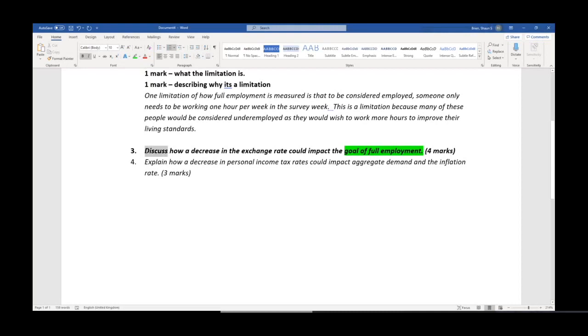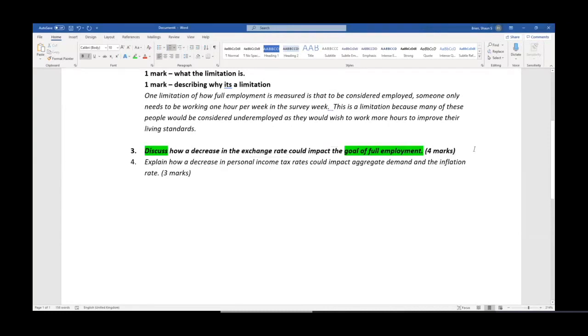With discuss here, that means we're going to have to talk about two potential effects. Whenever you get a discuss question, it's usually positives and negatives, but sometimes in economics it can actually be multiple effects that are occurring. And then when you are talking about those effects, you'll describe what the exchange rate is.